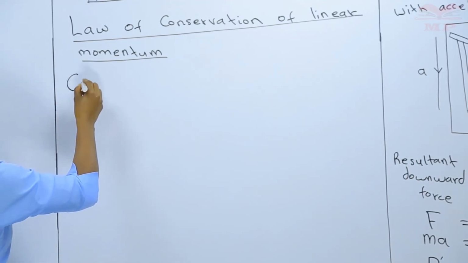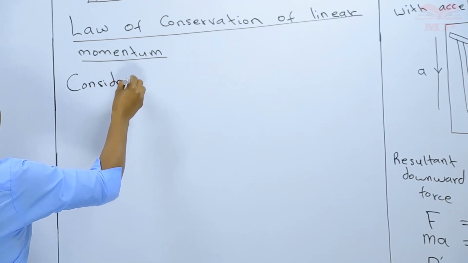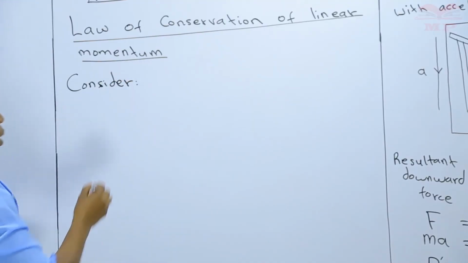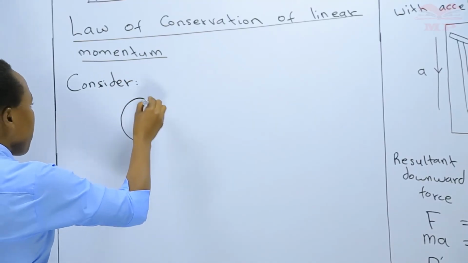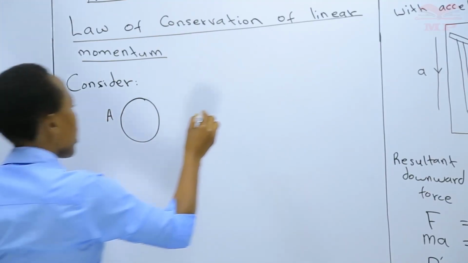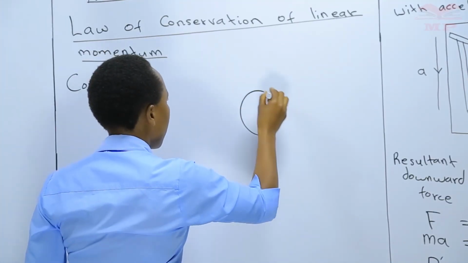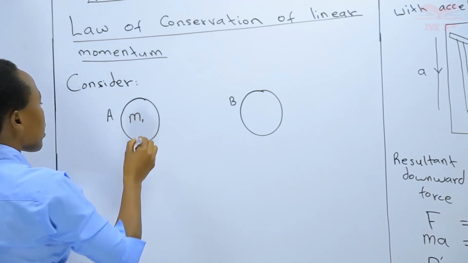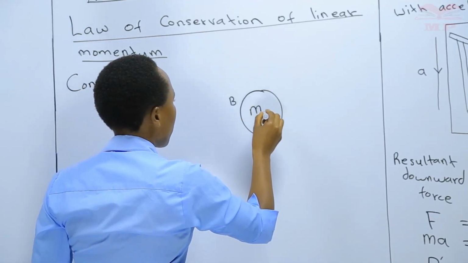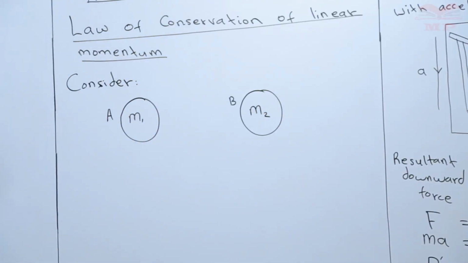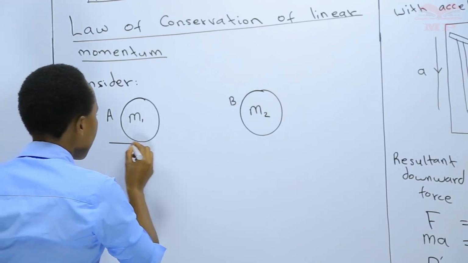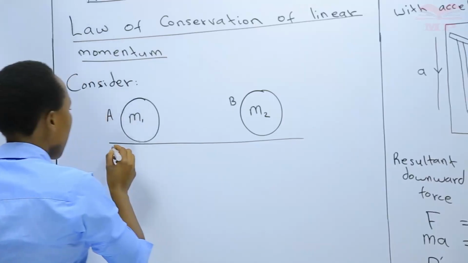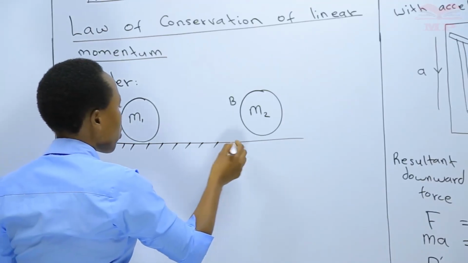So I want us to consider two bodies. Consider the following. Here we are having two bodies. We can call this body A and we can call the other one body B. The mass of body A, we can use it as M1. Then the mass of body B, we can use it as M2. So we have these two bodies which are interacting along the same path. So we have this our path. This is a horizontal surface.